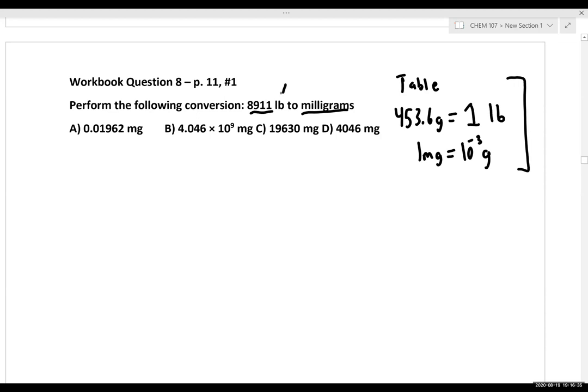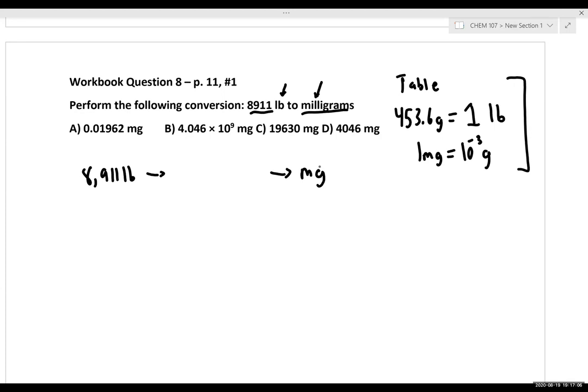So what are our starting units? So we're talking about pounds and milligrams. What are our starting units? Pounds? Yes, exactly right. So we have 8,911 pounds. And what's our end goal? What final units do we want to reach? Milligrams? Yep, exactly right. So looking at our table of English to metric conversion factors, what is our bridge between the English and metric system?